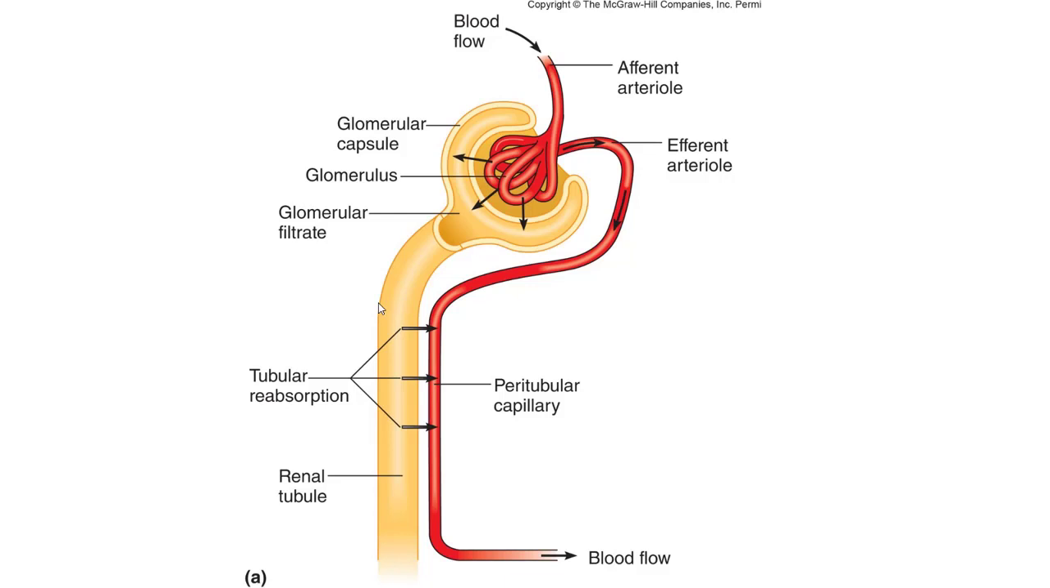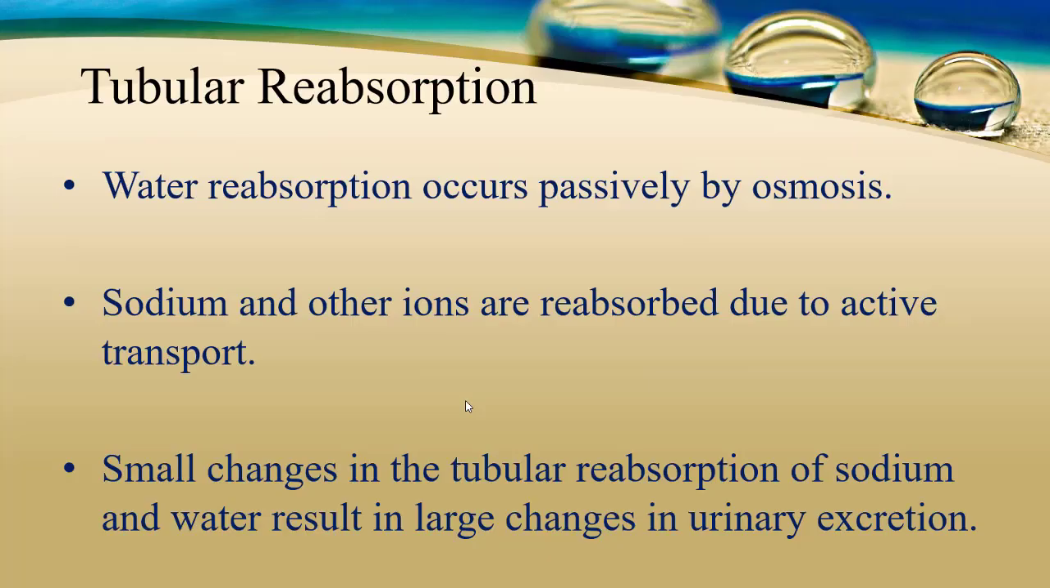Tubular reabsorption. This is where you have material being reabsorbed from the renal tubule into the blood capillaries, not the other way around. So you would think the name indicates that there's reabsorption happening by the tubule, but it's the exact opposite of what you would think it is. So tubular reabsorption, material is being absorbed from the tubule into the blood capillaries. Now this reabsorption of water will occur passively by osmosis. Sodium and other ions are going to be reabsorbed due to active transport.